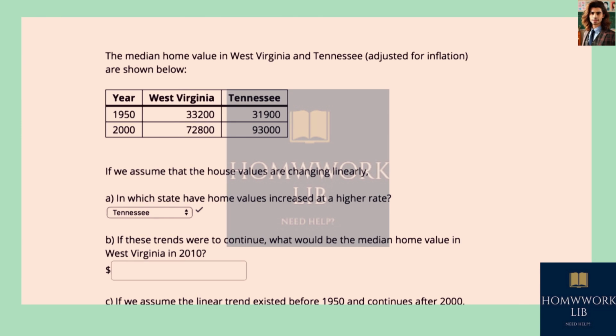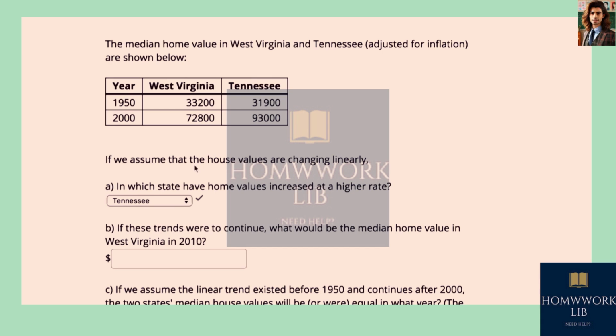The median home value in West Virginia and Tennessee, adjusted for inflation, are shown below. This was in the year 1950 and 2000. If we assume that the house values are changing linearly, then in which state have home values increased at a higher rate?